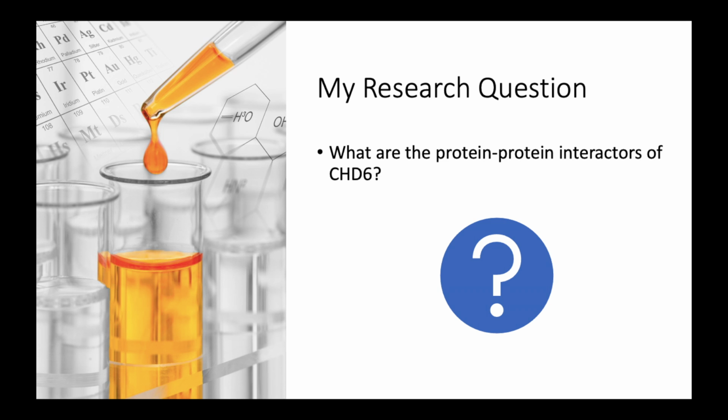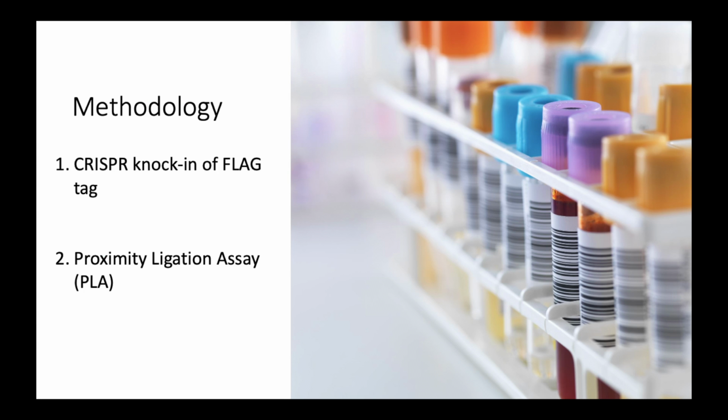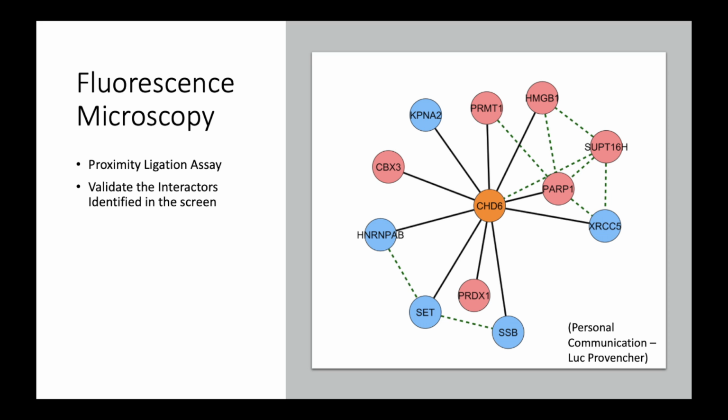Because of CHD6's vital role in the study of cancer and genetic instability, my research question is, what are the protein-protein interactors of CHD6? This experiment will determine the protein interactors of CHD6 with the use of CRISPR knock-in and proximity ligation assays. A proximity ligation assay, or PLA for short, causes proteins to fluoresce when in contact with an interactor being tested by using antibodies. In this experiment, 6 potential interactors will be tested. These interactors are shown in the figure in red.